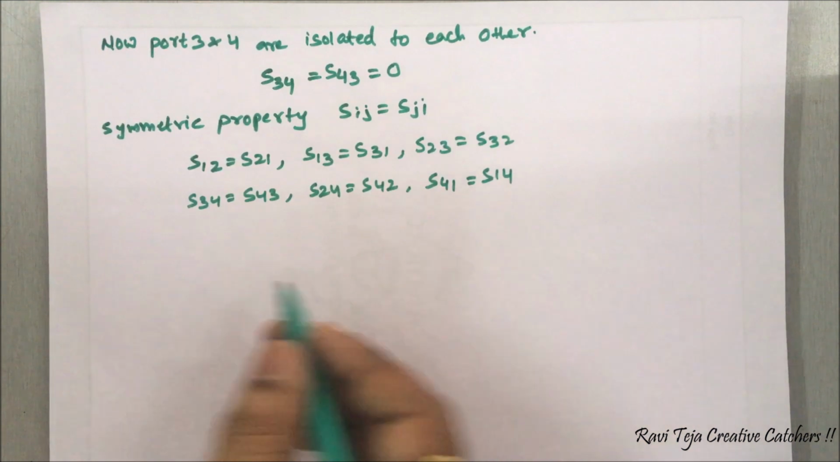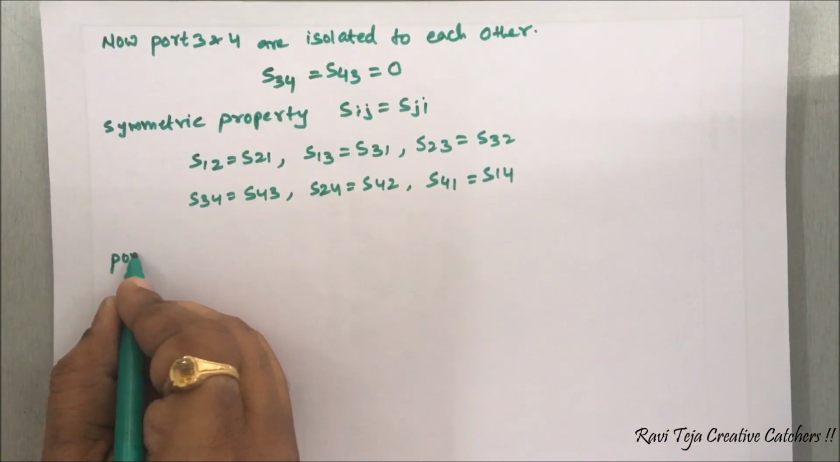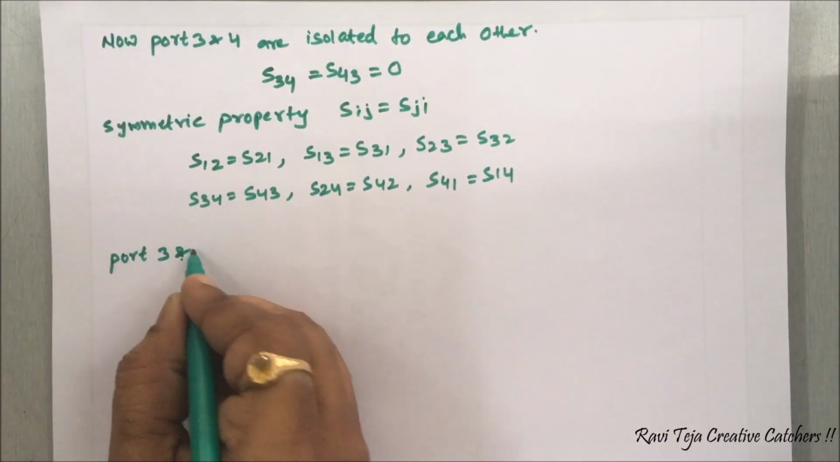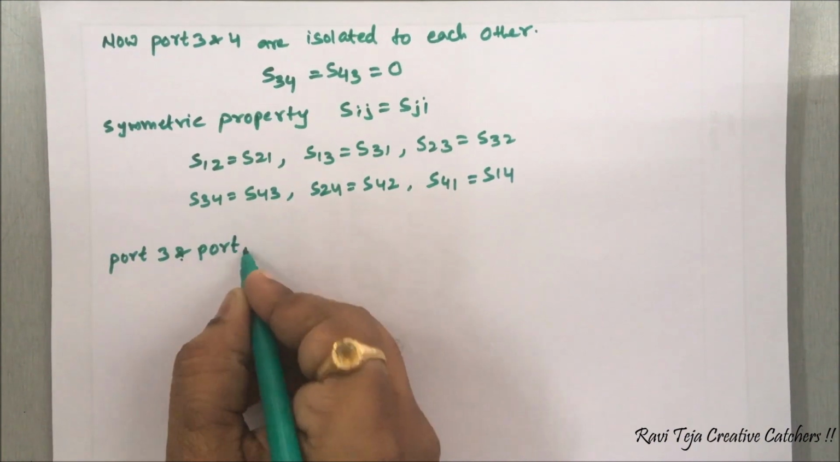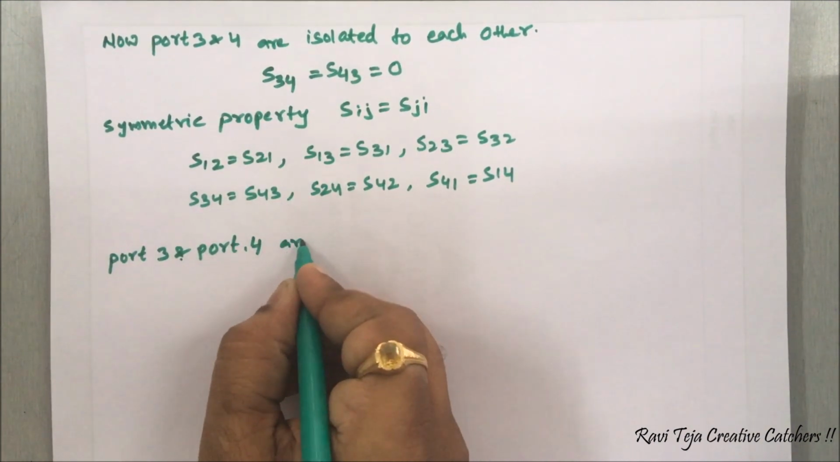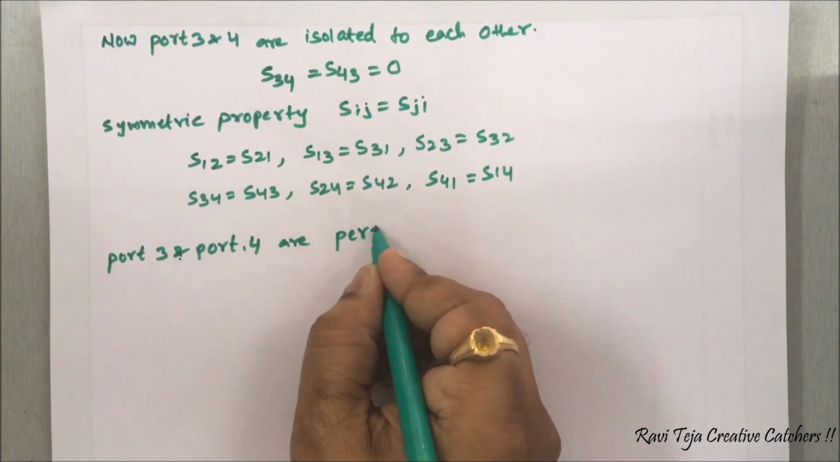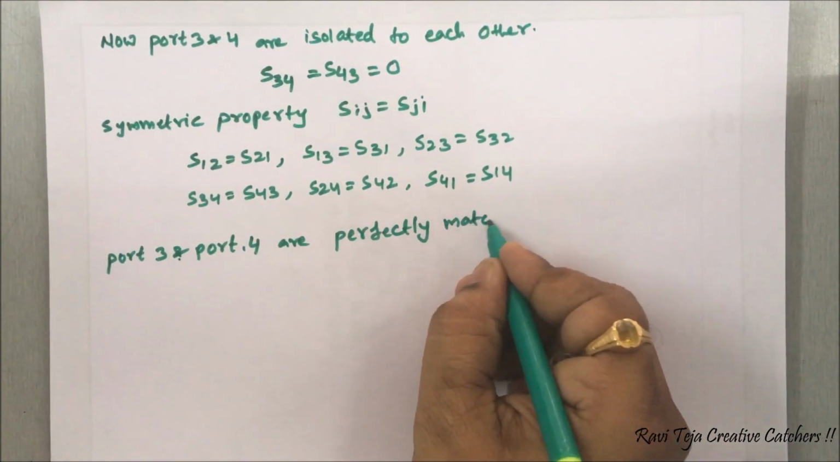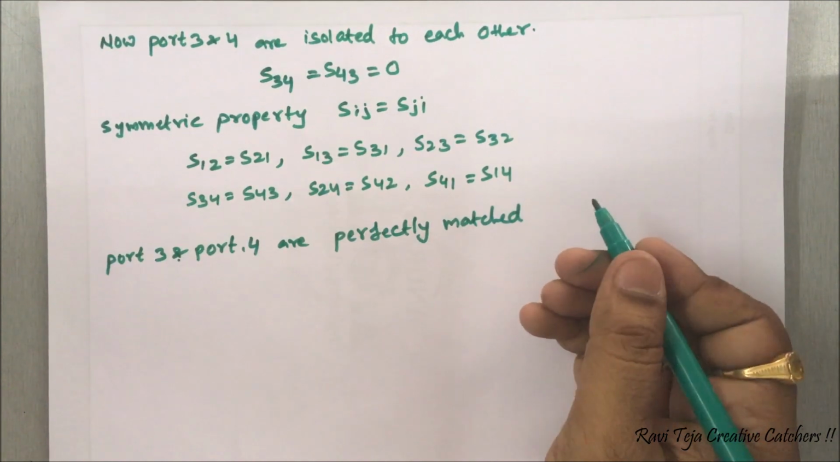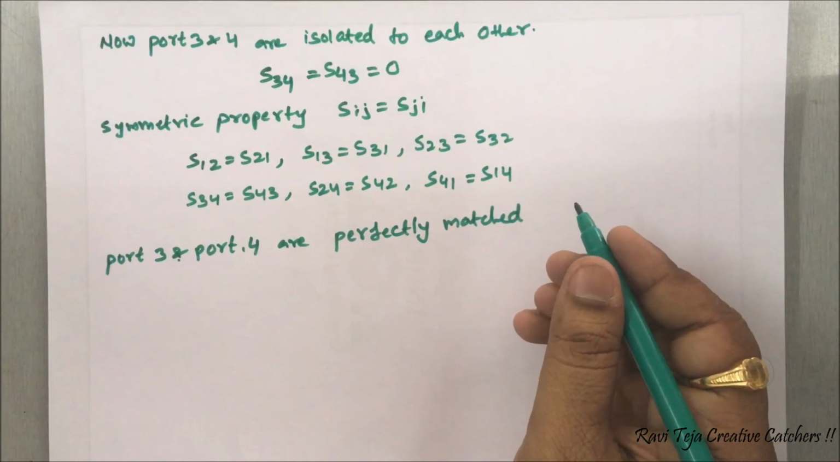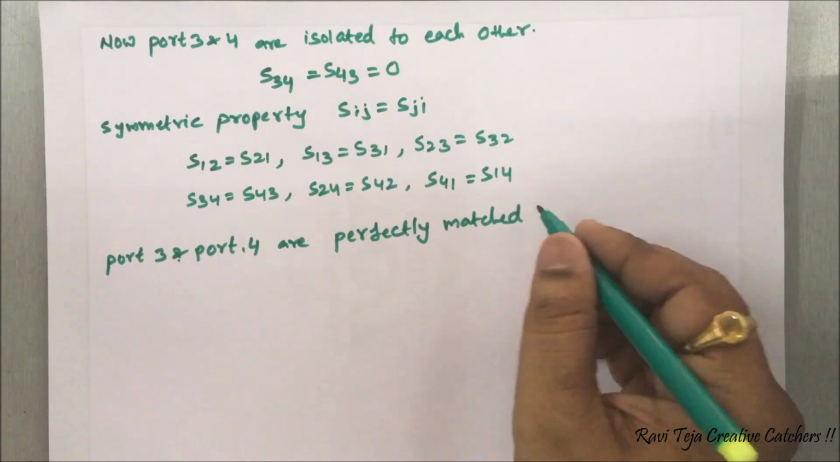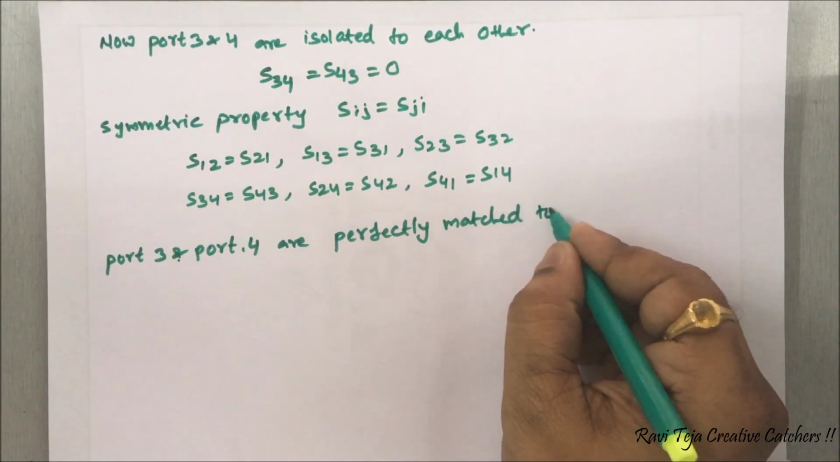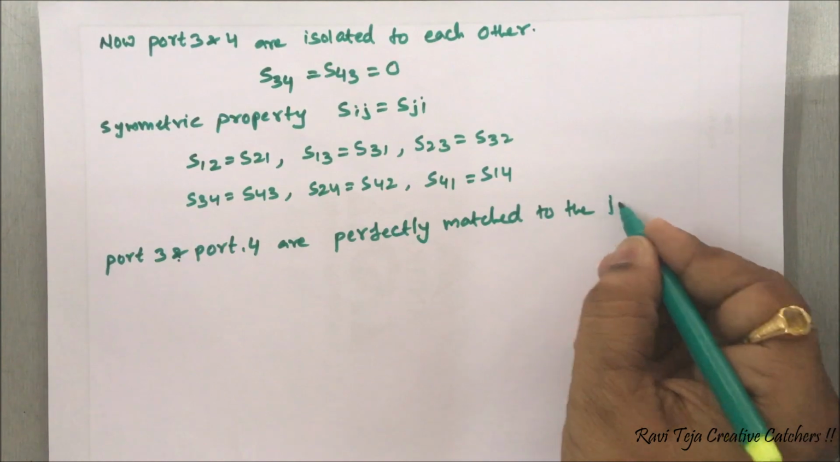Now port 3 and port 4 are perfectly matched. So both the E arm and H arm are perfectly matched. That means there are no reflections at their respective ports. So they are perfectly matched to the junctions.